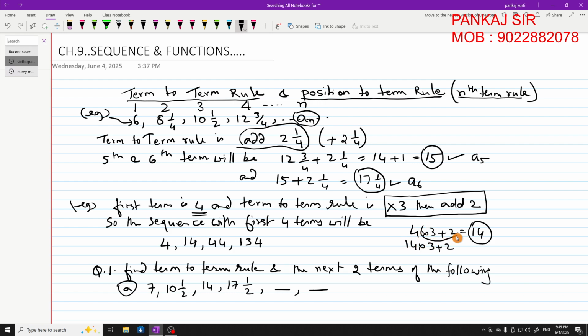This multiplying by 3 and adding 2, this operation you have to do to each and every term to get the next term. So 4, 14, 44 and 134, these are the first four terms that you will get when the term to term rule is multiplying by 3 then add 2. So I hope with these two examples you must have understood what I mean by term to term rule.